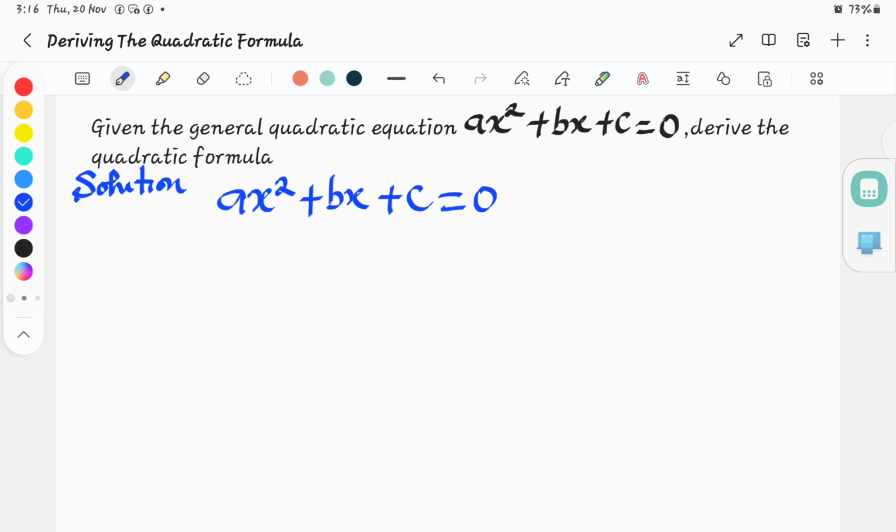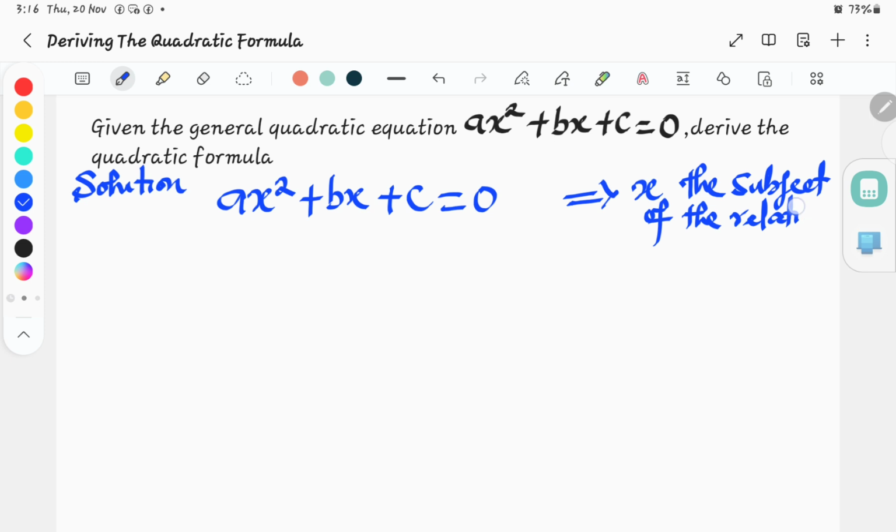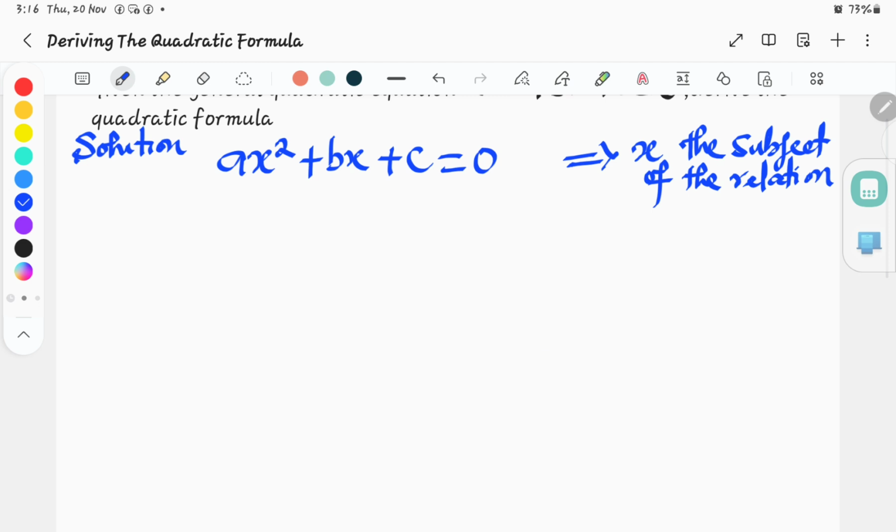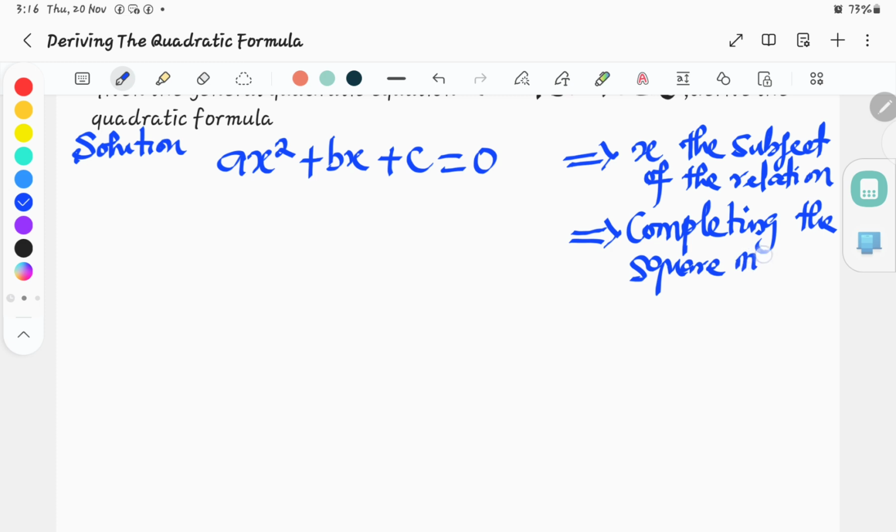If we want to derive the quadratic formula, what we mean is we want to be able to make x the subject of the relation. That's what we are going to be doing in this question. We want to make x the subject of the relation. The method we are going to use is what we call the completing the square method. So in doing this, we are going to be showing how to use the completing the square method.